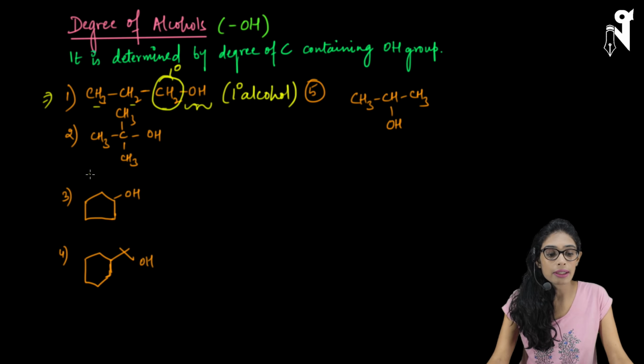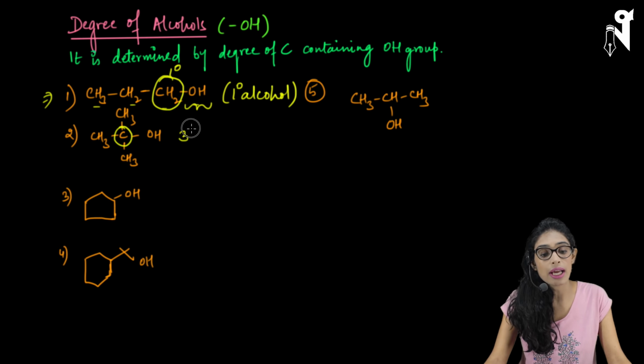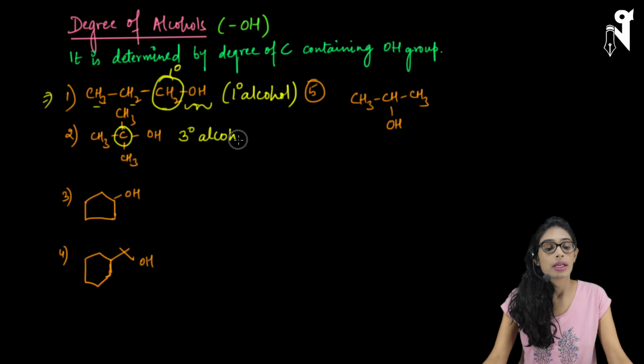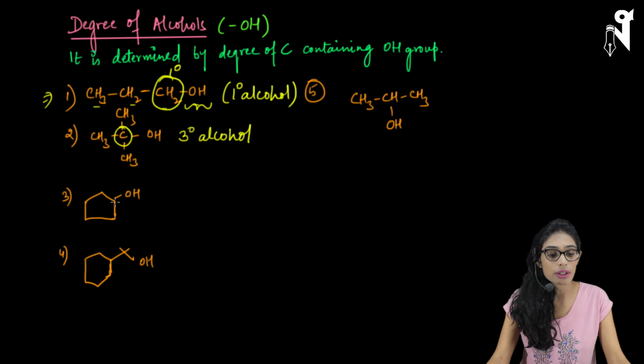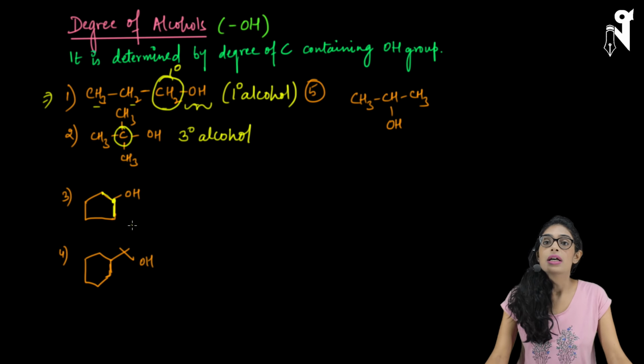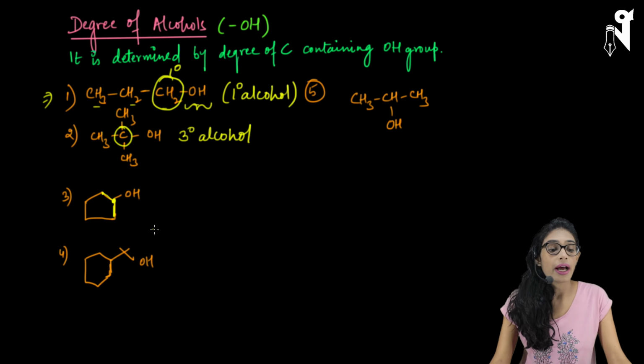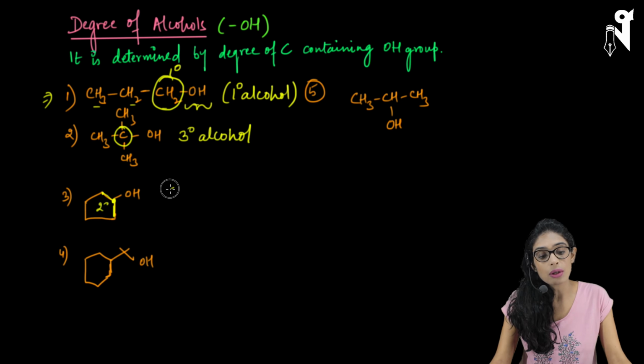Similarly, look at the second compound. This is the center carbon on which OH is attached, and this center carbon is attached to three carbons, so this is tertiary degree, and we will call the alcohol a tertiary alcohol. Similarly, look at the third question. Here is the carbon which is attached to one carbon over here and another carbon over here. So direct neighbors are two, and hence the degree is secondary. So the alcohol will become a secondary alcohol.